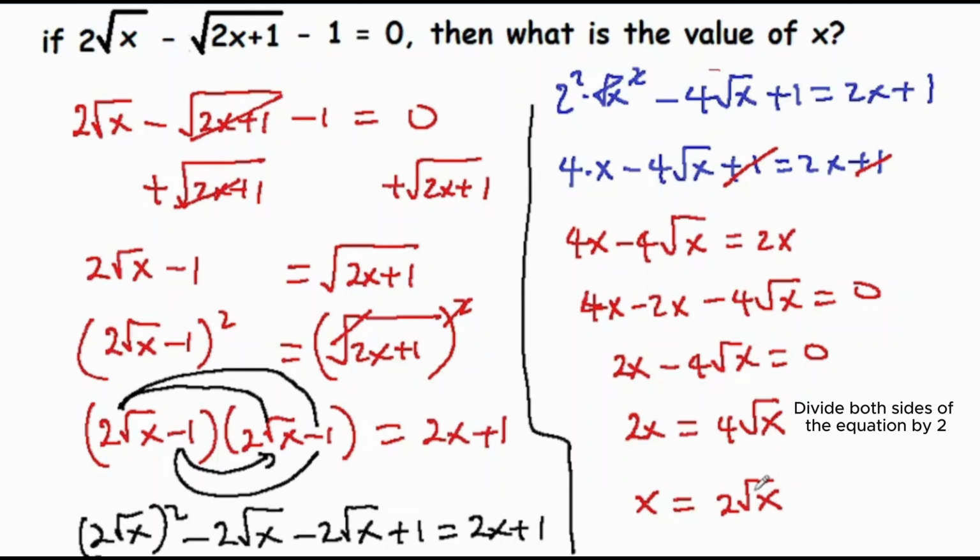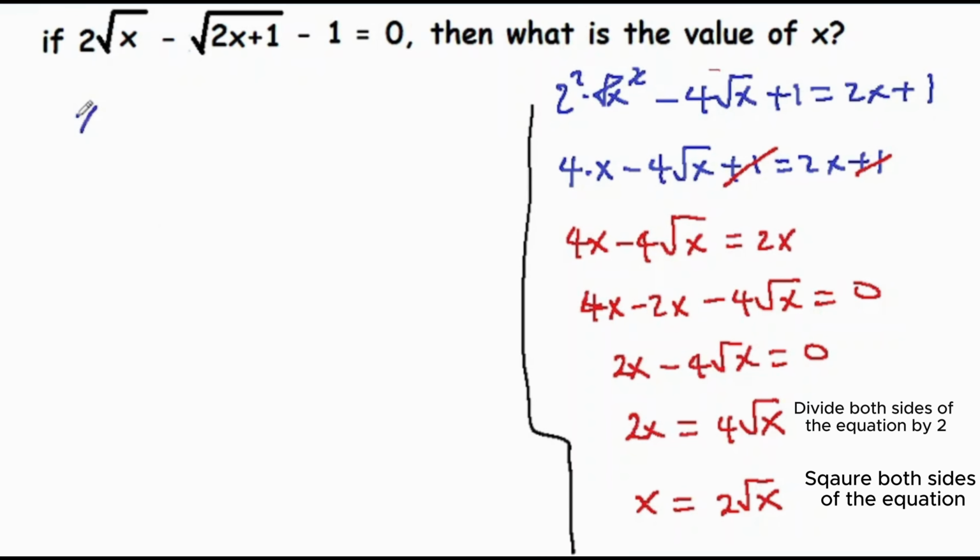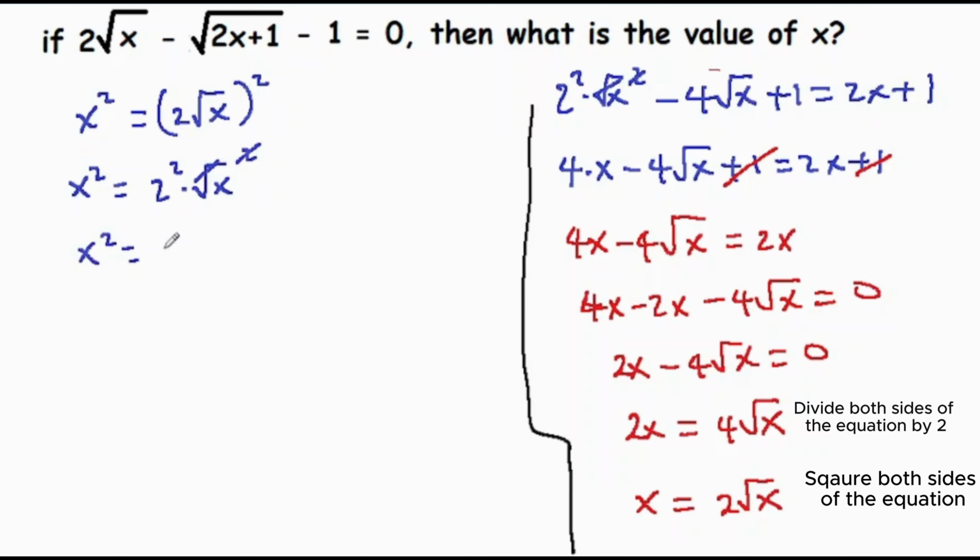So to eliminate this square root, we're going to square both sides of the equation again. So we end up having x squared equals 2 root x squared. Alright, so this becomes x squared equals 2 squared times root x squared. The square cancels the square root, so we're going to have x squared equals 2 squared, that is 4, times x. So we have x squared equals 4x.